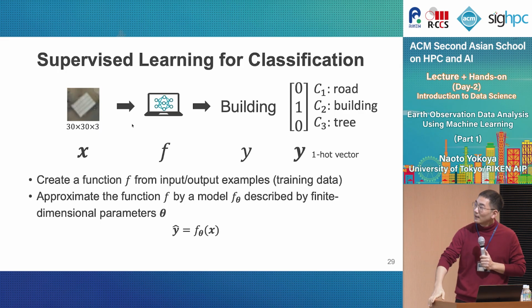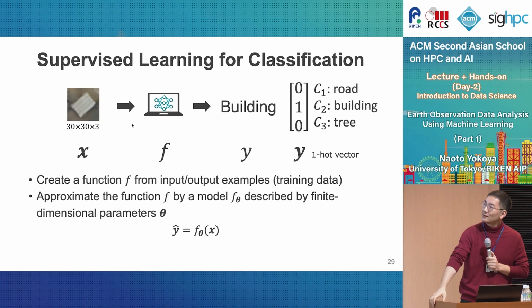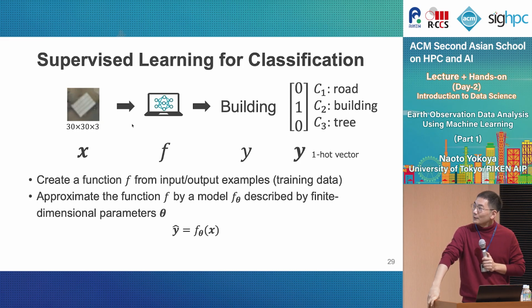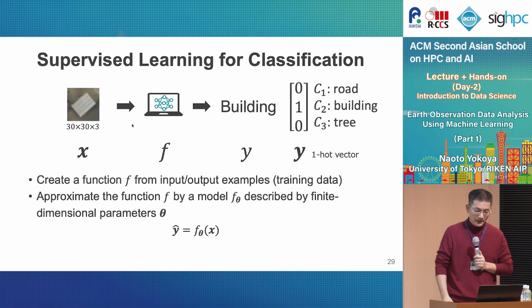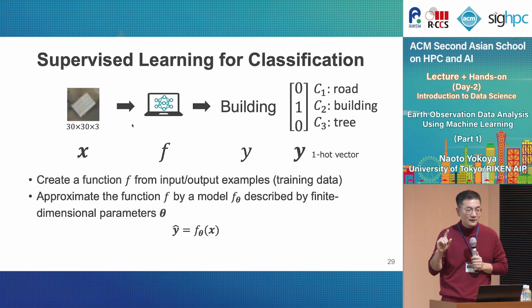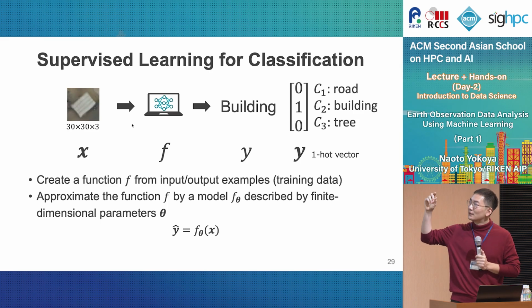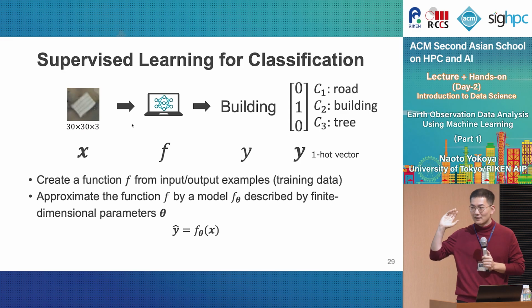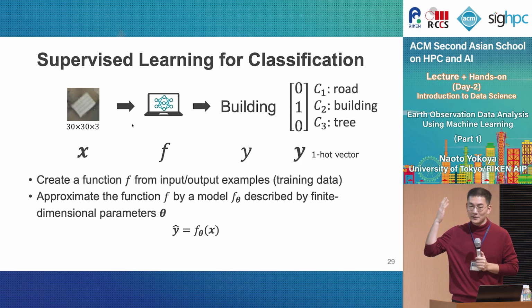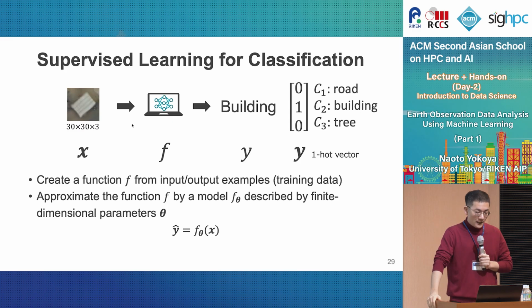So the output should be Y, and in this example, there are only 3 classes, and Y is usually represented as so-called one-hot vector representation. So if it's building, only the element corresponding to the building is 1, and other elements are all 0. So we can also regard it as probability. Yeah, the probability of building is 100%. Others, 0, because we already know this is building. And we want to get F, right? So we want to create a function of F.